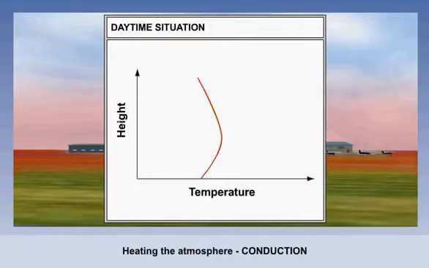If we look at a typical situation just after sunrise, this is how the temperature profile may look. Throughout the day, as the Earth's surface heats up, it warms the air in contact with it. Only the lowest layers of the atmosphere respond to this heating by conduction.